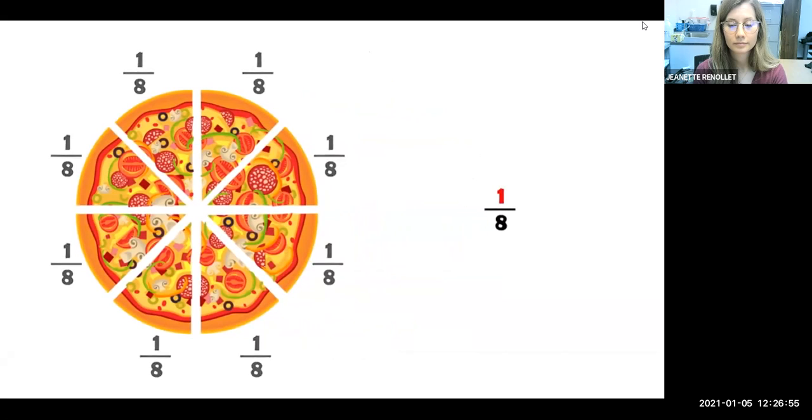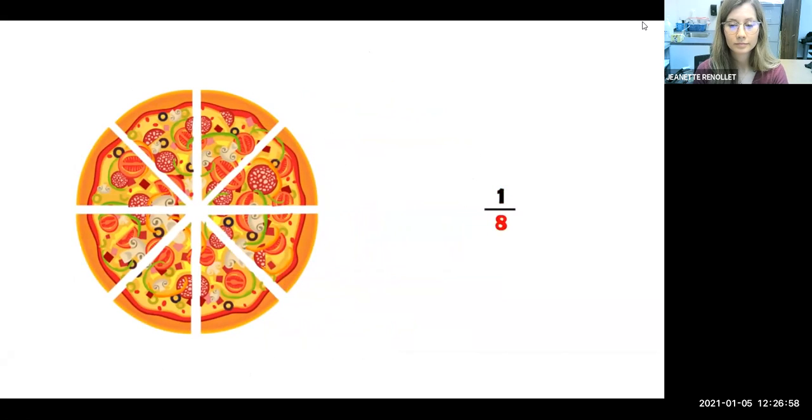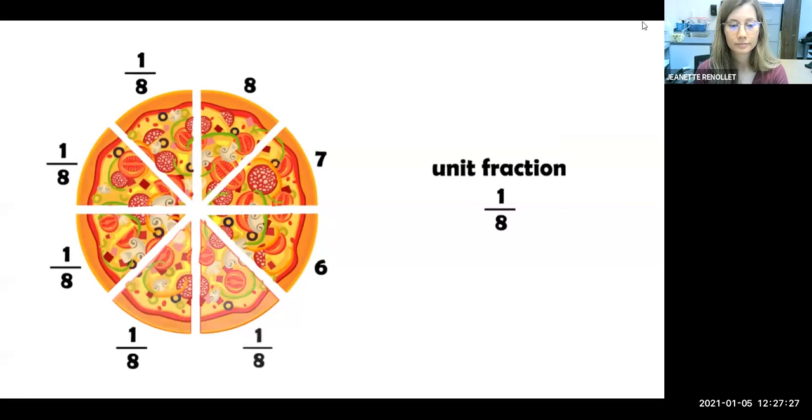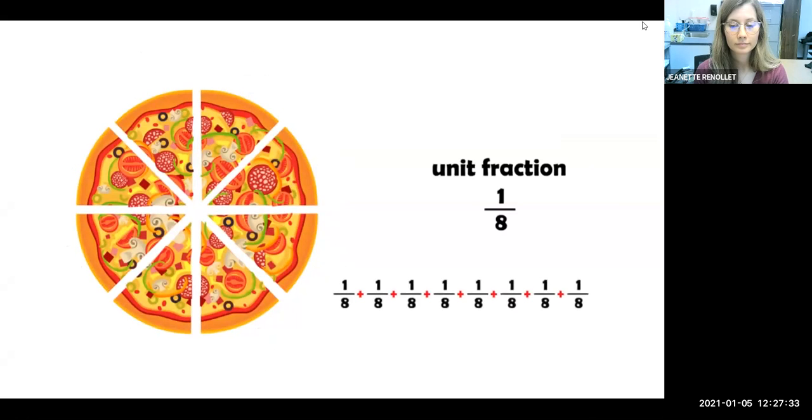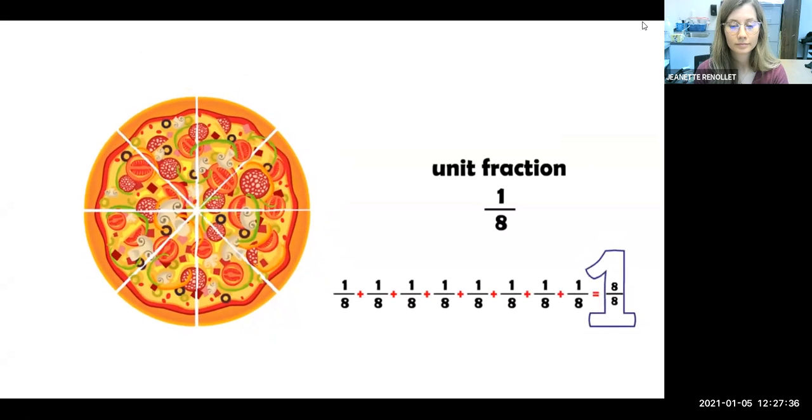Any fraction that has a numerator of 1 and a positive denominator is called a unit fraction. In our case, a unit fraction is 1/8. To find out how many unit fractions we have in the machine, we can count all the slices. This is 1, 2, 3, 4, 5, 6, 7, and 8 slices. We can write down the unit fractions as we are counting. We have 8 1/8, or 8/8, which is our whole.